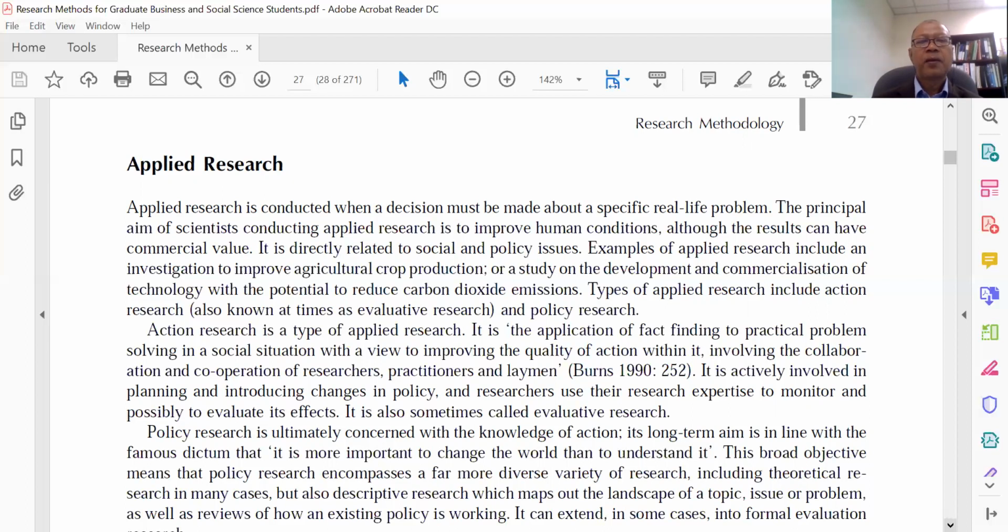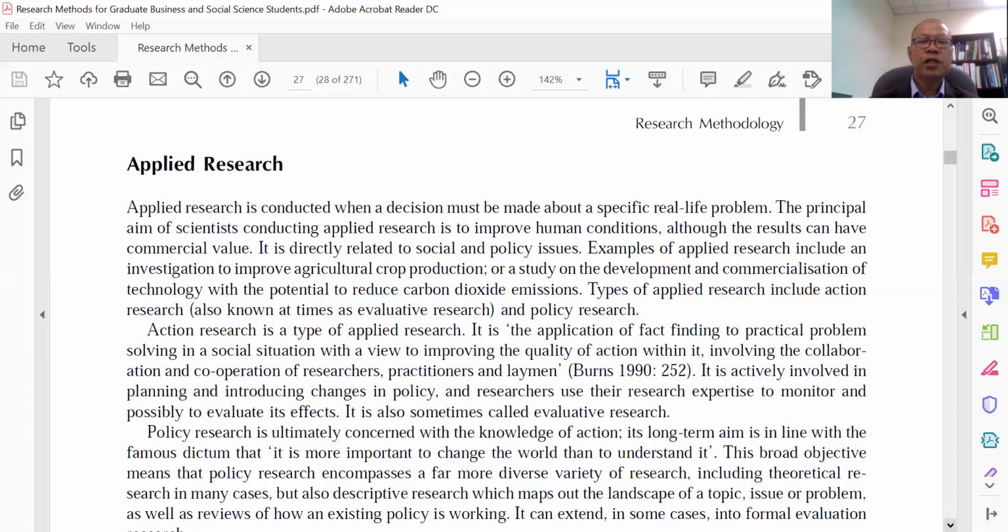So types of applied research also include action research, also known as evaluative research, and policy research. Action research is one type of applied research. It is the application of fact finding to practical problem solving in a social situation with a view to improving the quality of action within it, involving the collaboration and cooperation of researchers, practitioners, and laymen, according to Burns 1990.